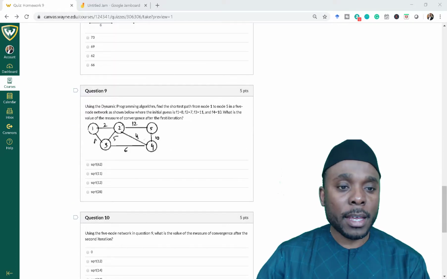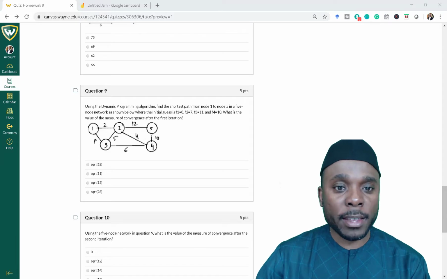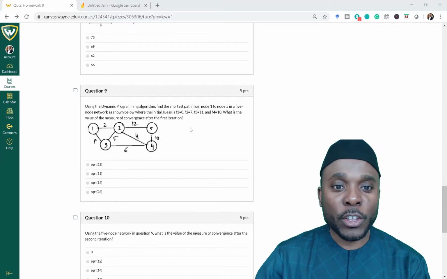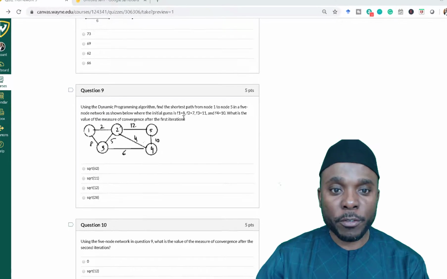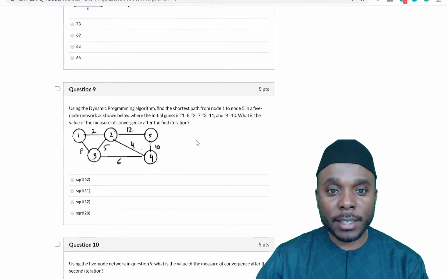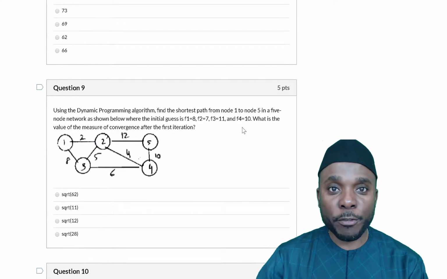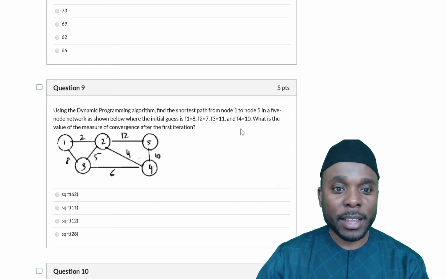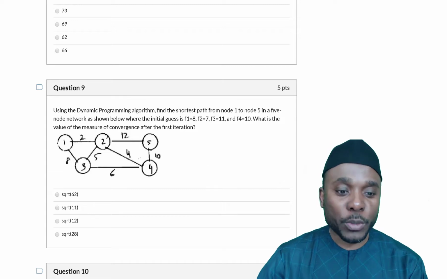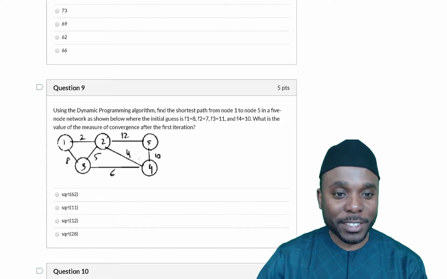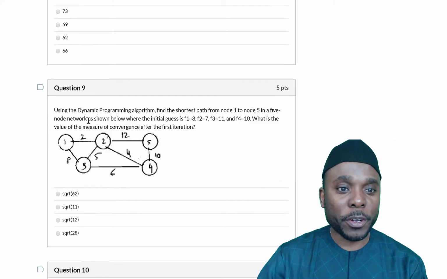In this task you are required to find the shortest path from node 1 to node 5, and you are given the initial guess of f1 equals 8, f2 equals 7, f3 equals 11 and f4 equals 10. And the question is, what is the value of the measure of convergence after the first iteration? You do the same for subsequent questions to determine the measure of convergence. So let's look at the solution for question 9.